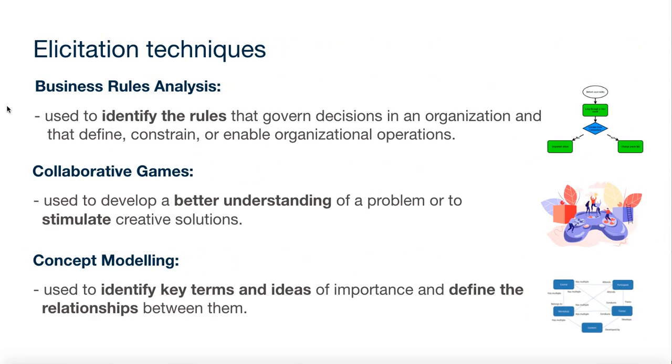The next one is business rules analysis. So every organization or every business has certain rules. So as part of your analysis, you need to first understand and identify the rules that govern decisions in an organization and that define, constrain, or enable organizations operations. So when you sit and you identify these rules, you can use this type of elicitation technique. And it's very important that you understand and you elicit this particular decisions and rules, because it affects operations.